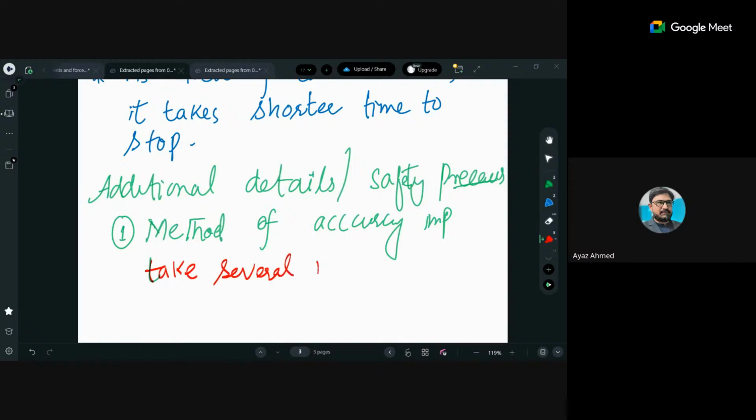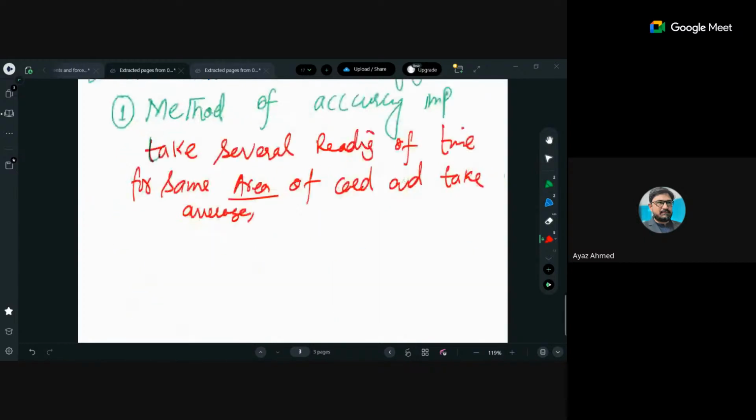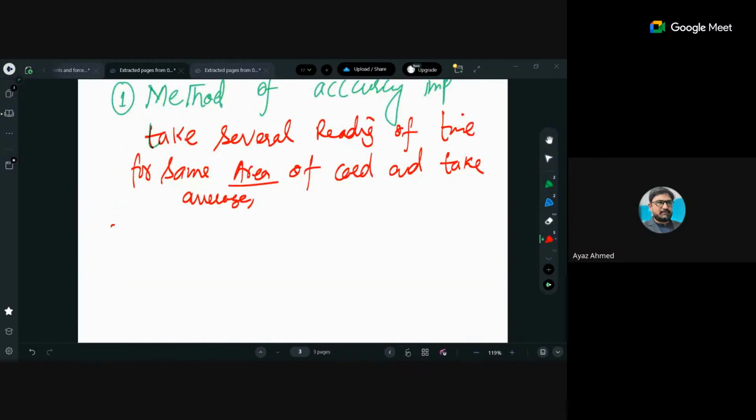Take several readings of time for the same area, that is, the same area of card, and take average. Take average. Are you getting it? So this is one of the additional features you can do. Secondly, you can say that avoid parallax error while taking the measurements from the ruler.